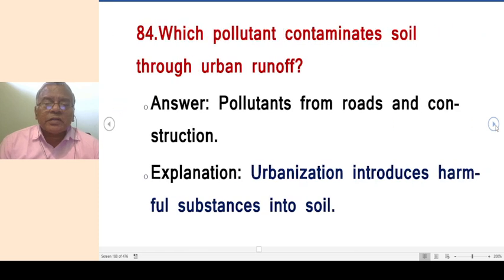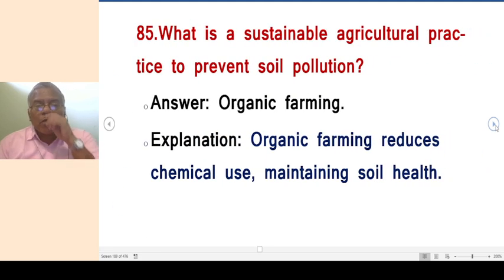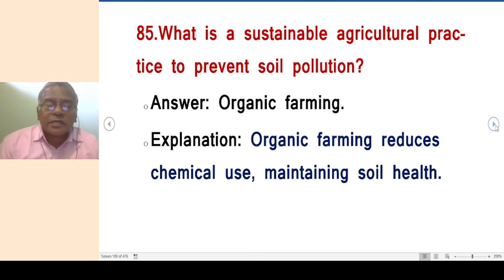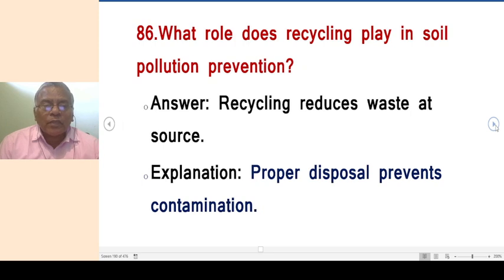Which pollutant contaminates soil through urban runoff? Pollutants from roads and construction. Urbanization introduces harmful substances into soil. What is a sustainable agricultural practice to prevent soil pollution? That is organic farming. Organic farming reduces chemical use, maintaining soil health. What role does recycling play in soil pollution prevention? That is, recycling reduces waste at source.